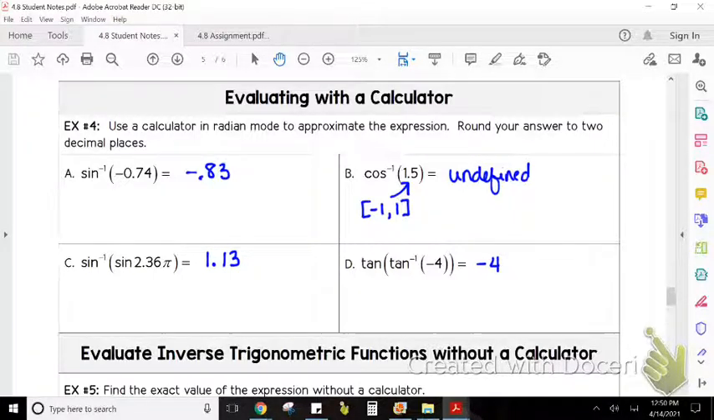Okay, so tangent of the inverse tangent, or if we'd had inverse tangent of tangent, they cancel out. The only thing is you have to be careful. The inverse of any of the trig functions is on the inside, so you have to make sure that number is in its domain. Here for inverse tangent, its domain is negative infinity to infinity. And so negative 4 is between those two, correct?